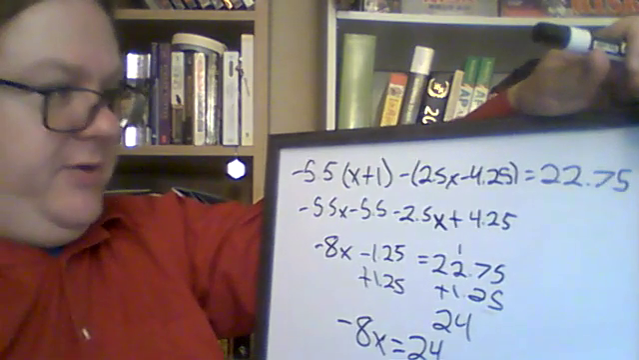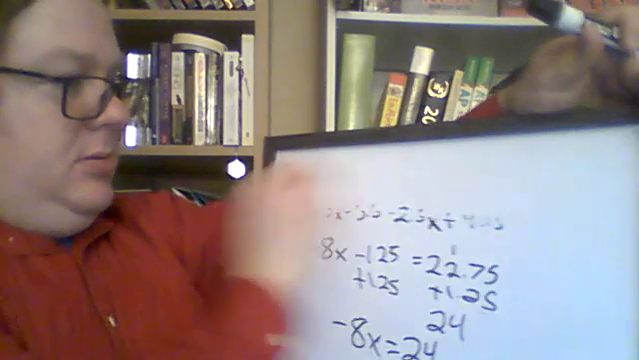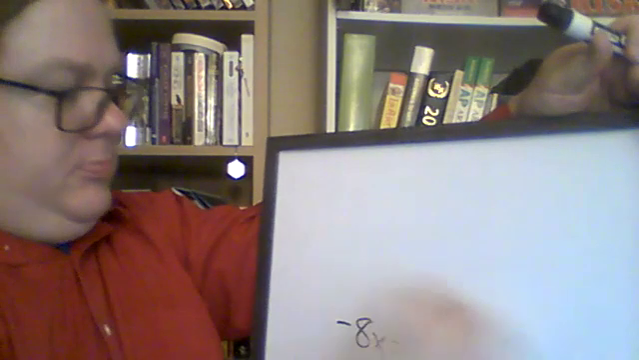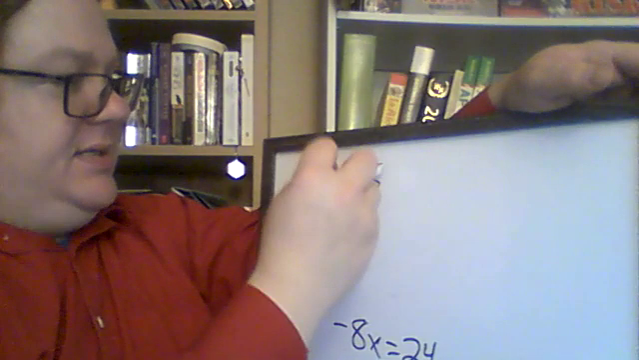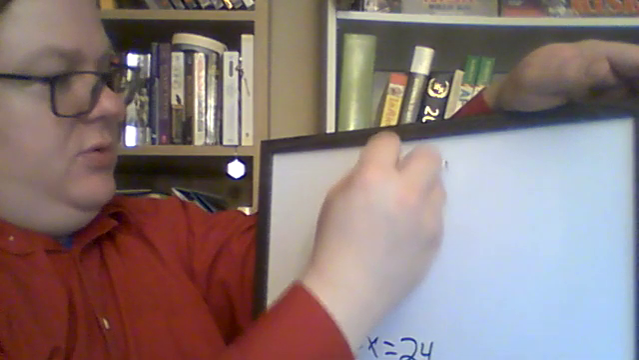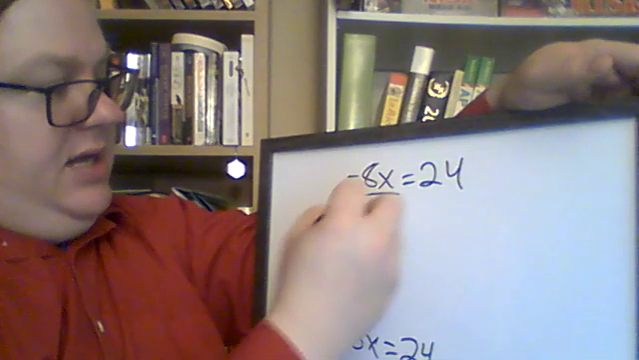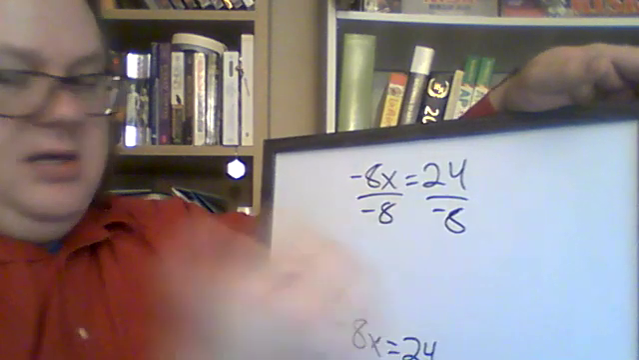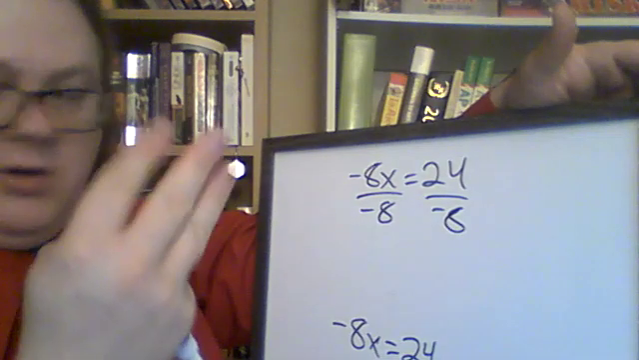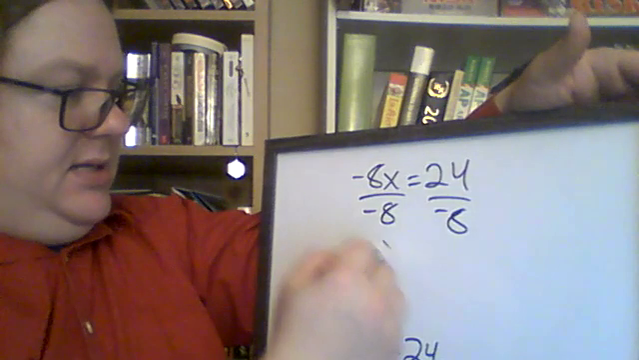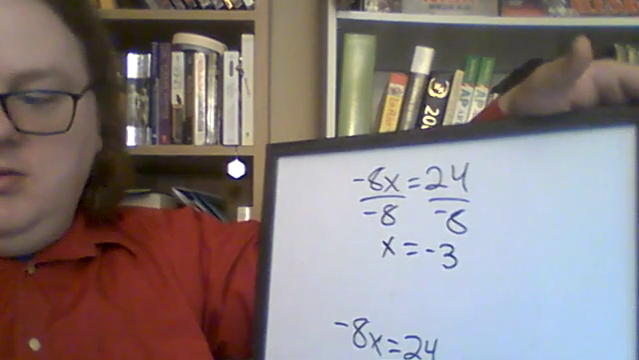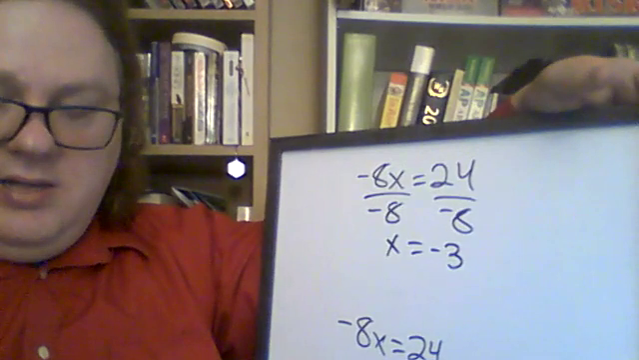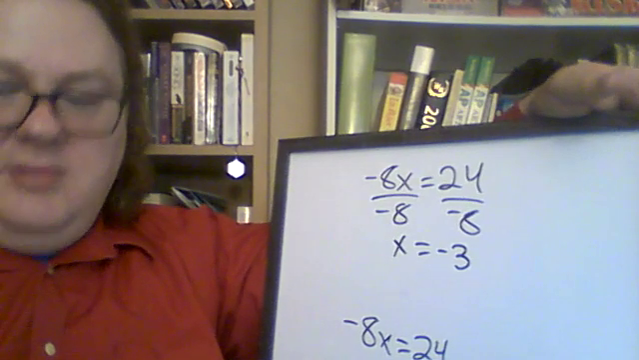Okay, get rid of all this stuff on top. I don't need it anymore. Negative 8x equals 24, divided by negative 8, divided by negative 8. 8, 16, 24. So that's x equals negative 3. There. I hate decimals. They're annoying. Anyway, moving on. Okay, word problems.